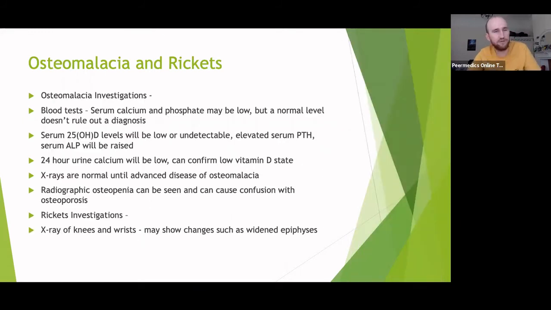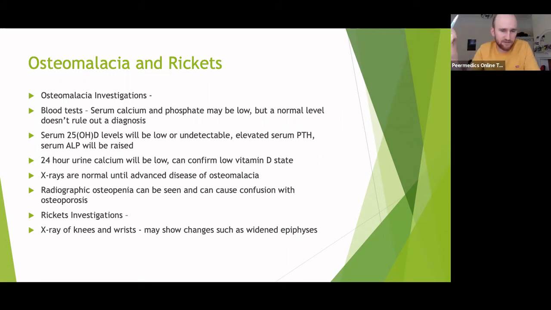So your investigation is going to be lots of blood tests. You're going to check calcium, phosphate. They probably are going to be low, but a normal level doesn't rule this out. Your 25-hydroxyvitamin D level is going to be low. As I said earlier, that's the one that you're normally checking for in blood. You won't check the dihydroxyvitamin D. So sometimes people will use a 24-hour urine calcium level. That'll be low.